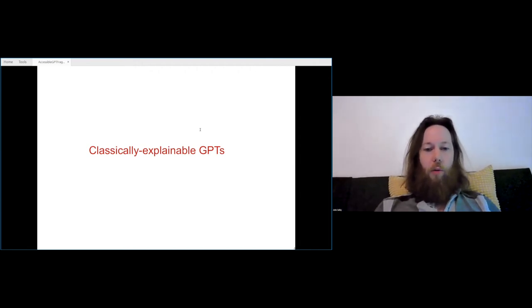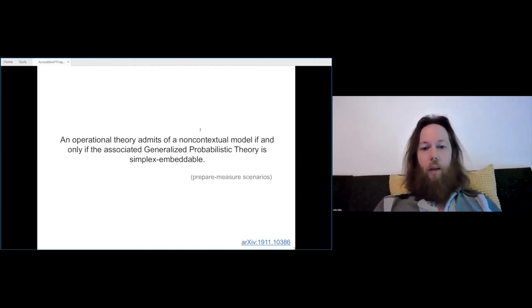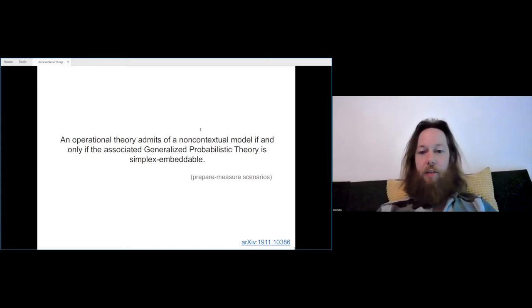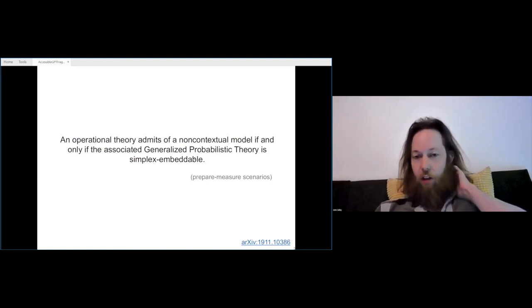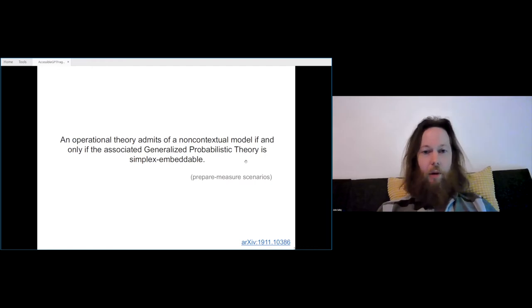So, classically explainable GPTs. As I alluded to, we've got this connection between the idea that something admits one of these generalized non-contextual ontological models and a particular property of a GPT, which is going to be the property called simplex embeddability. And I'll now try and explain a little bit about what this is. If you were at the tutorial session yesterday, this is the same stuff that Bell and Elie were talking about there. But I'll go through it in some detail anyway.